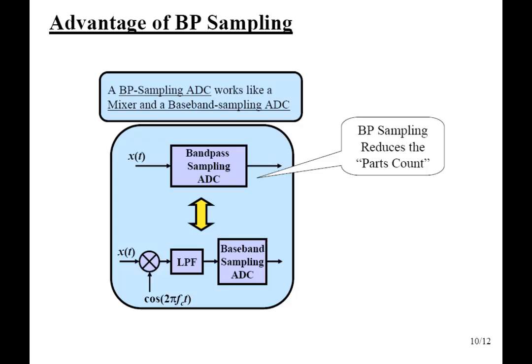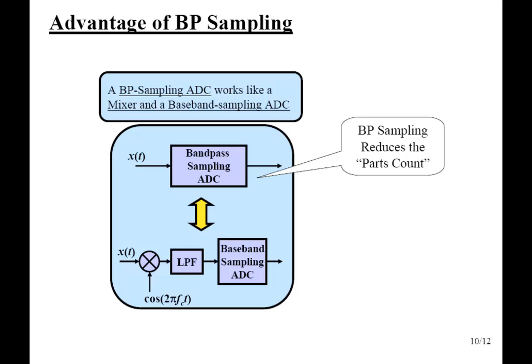But this bandpass sampling ADC is basically performing both the operations. Number one, it is basically performing the down conversion, because you already saw that the copies automatically convert towards the low pass equivalent, and they are automatically converted to baseband. So that down conversion process is automatically achieved by using the process of bandpass sampling, and at the same time sampling is done, so it is working as an ADC.